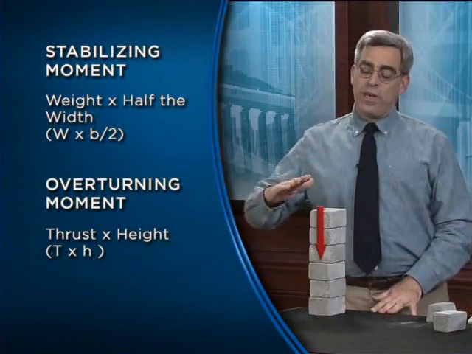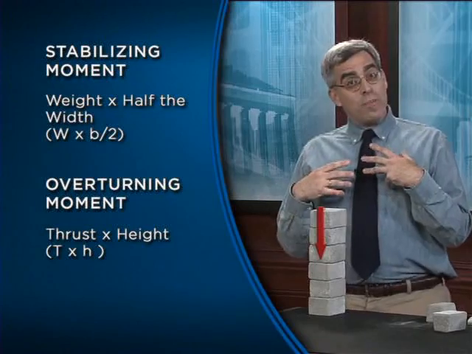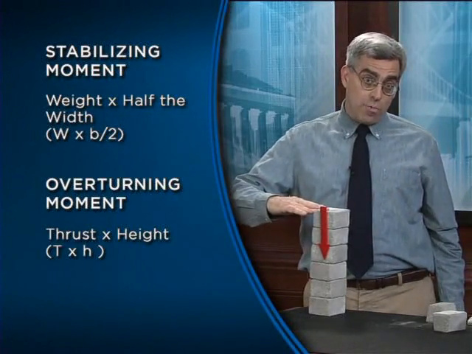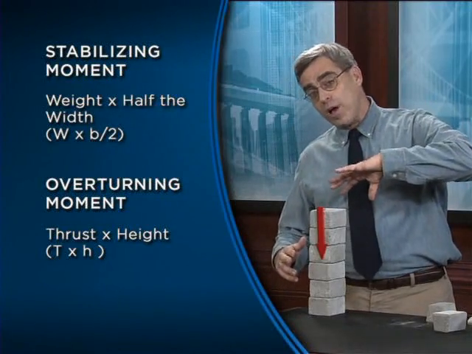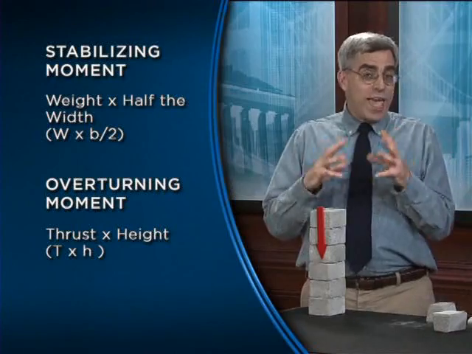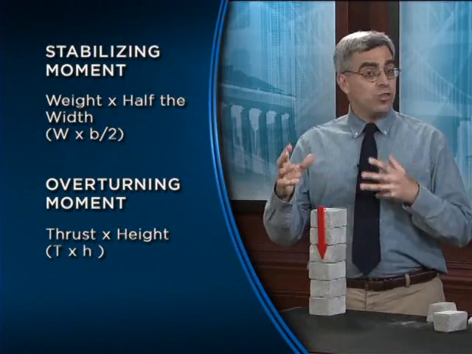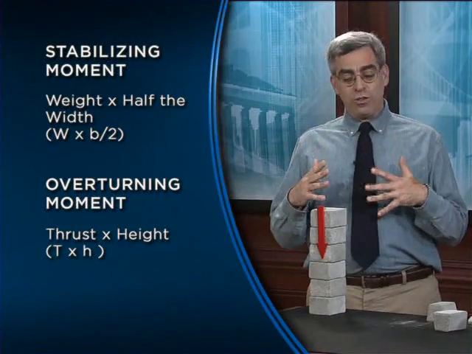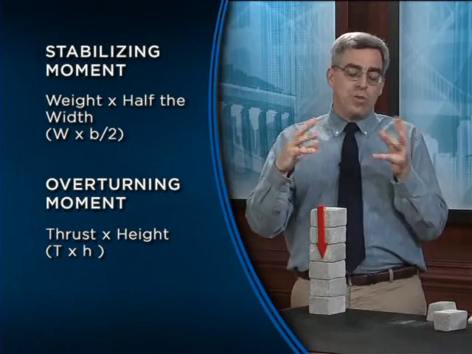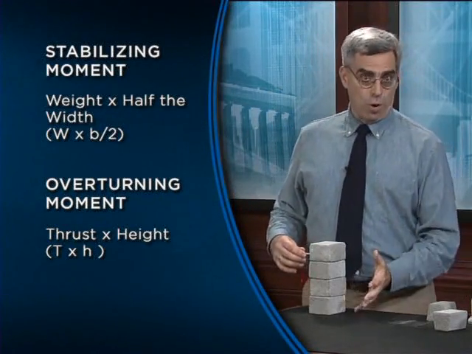The overturning moment is thrust times height. What we want to do in order to make the column as stable as possible is to minimize the overturning moment and maximize the stabilizing moment. How can we minimize the overturning moment? Well, we can't change the thrust. It's associated with the arch. The arch is what it is, and so we can't control it. But we can certainly control the height. So if thrust times height is to be minimized, one way to do that is simply to make the column lower.